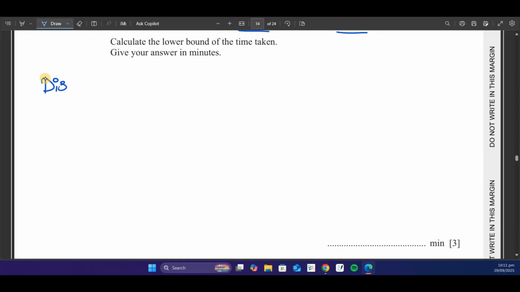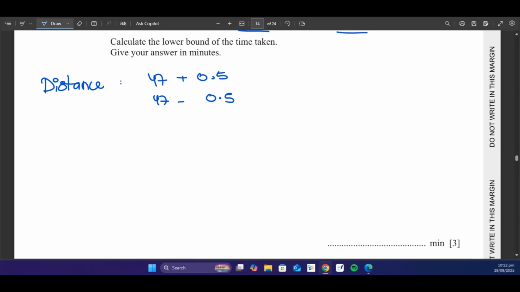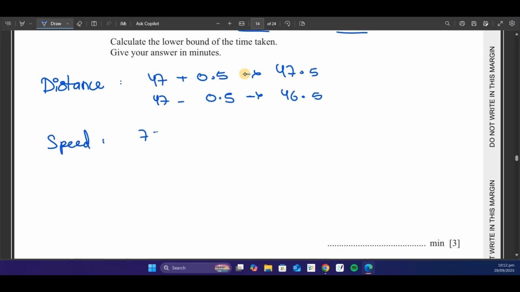Right, so we're going to say distance. 47 plus 0.5 and 47 minus 0.5. Make sense? That's going to give us our lower bound. Okay, so that would be 47.5 and that is 46.5. All right, so now same for speed. 75 plus 2.5 and 75 minus 2.5. Make sense? Because speed was correct to the nearest 5 kilometers. So we're going to get 77.5 and 72.5.